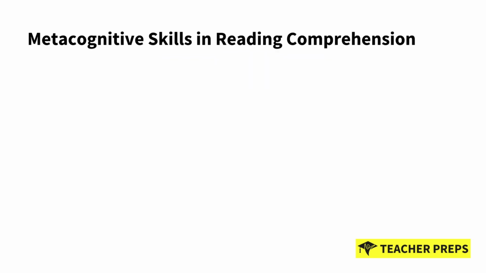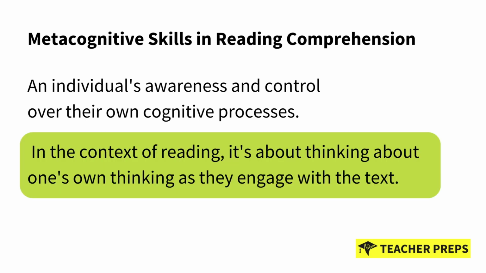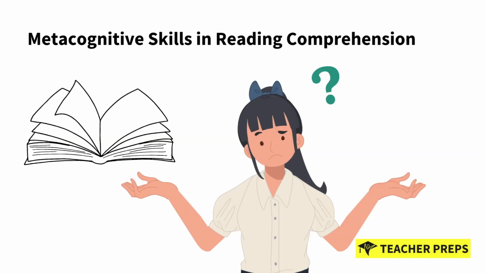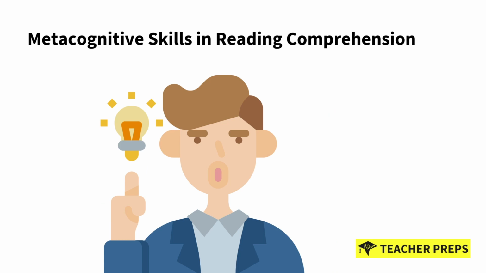Metacognitive skills in reading comprehension refer to an individual's awareness and control over their own cognitive processes. In the context of reading, it's all about thinking about one's own thinking as they engage with the text. An example could be when a student is reading a novel and they don't quite understand a section. Instead of continuing, they understand to pause and think about what this might mean. Perhaps they need to go back and reread. Maybe they missed a key piece of information, or perhaps they need to adjust their reading strategy.